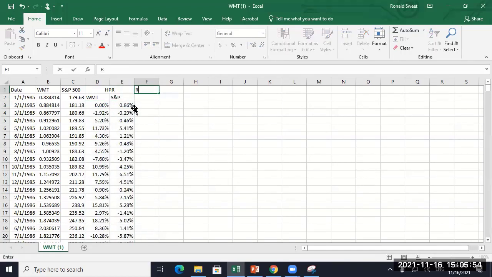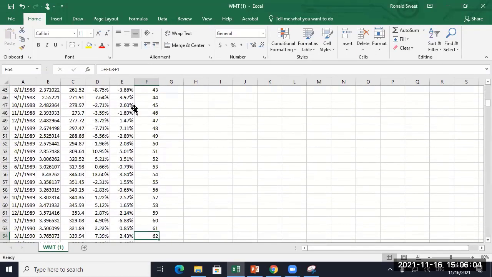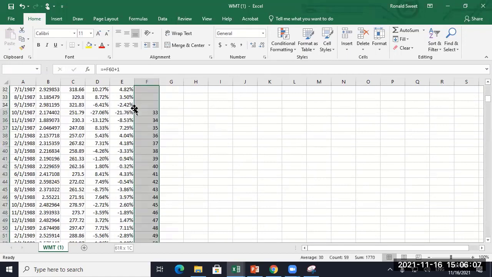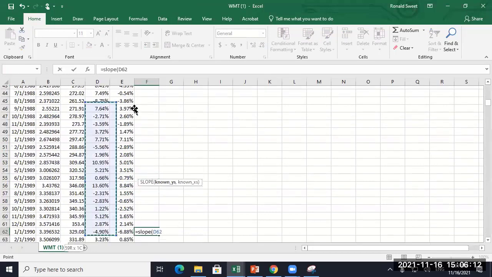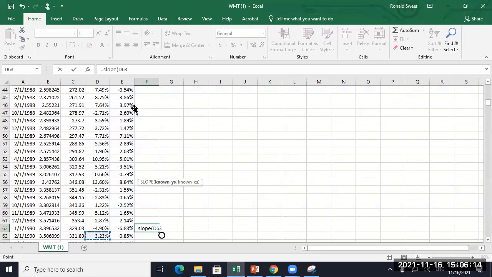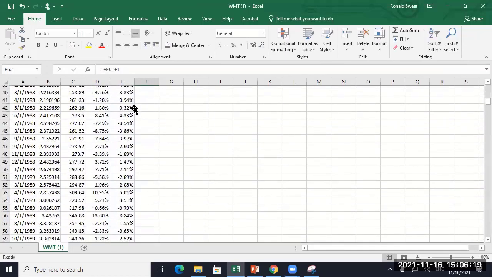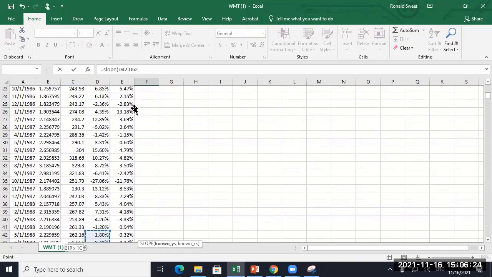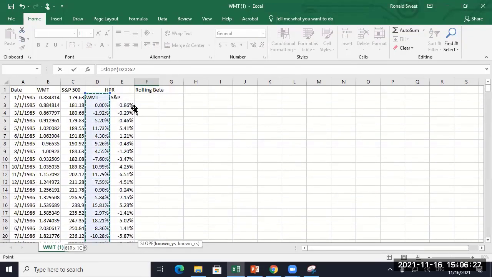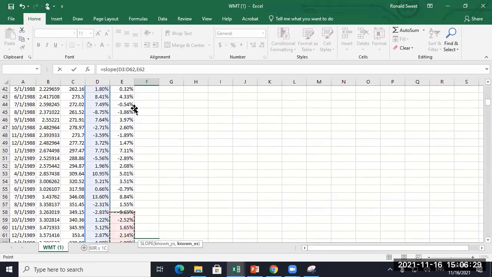And then we're going to do the rolling beta. We want to do 5 years, so monthly. So we need to go down 60 lines. There's 60 right there. So, and then we'll do equal slope. Have to start with Walmart. You can't start with S&P. That's the one downside of doing that versus the market.